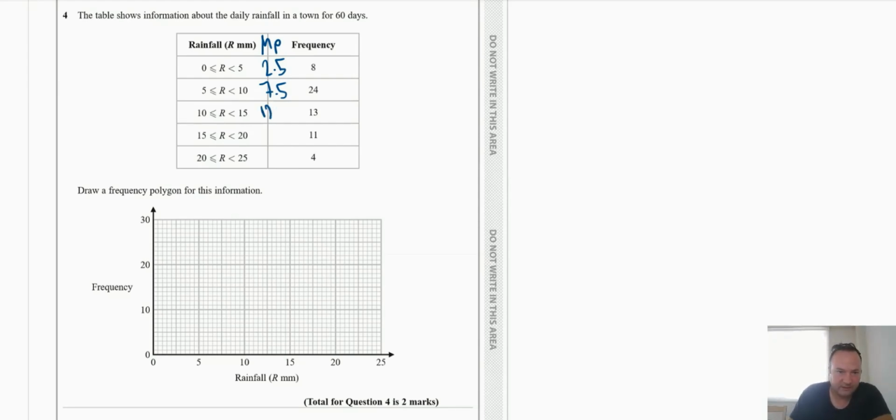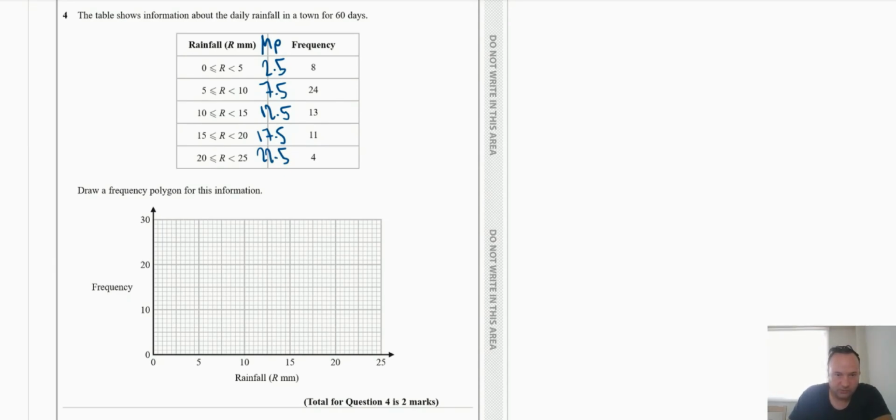Now, we don't know what proportion of the 8, for example, goes across from 0 to 5. So we need to assume that the average would actually be halfway between 0 and 5. And we're basically doing the same for each of the other rows as well. And we can see this last one's going to be 22.5. And what we actually do next, guys, is treat these as coordinates.